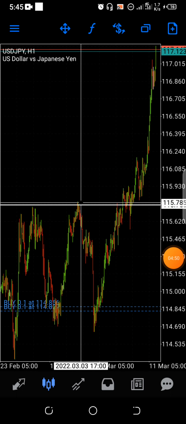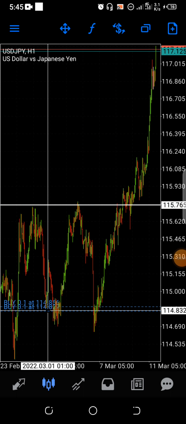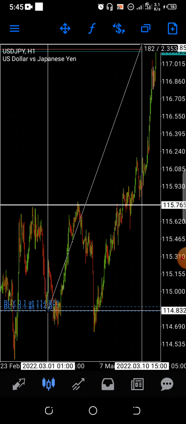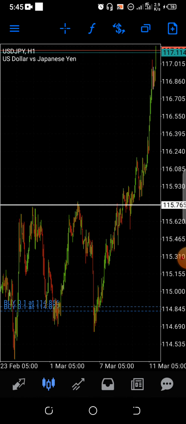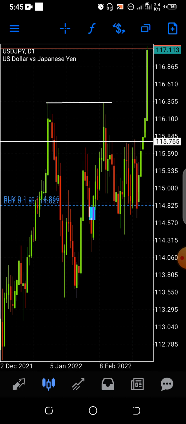And how many pips are we now? Let's calculate. This is 252 pips. Now let us get into the depth of this trade and this analysis on its own.